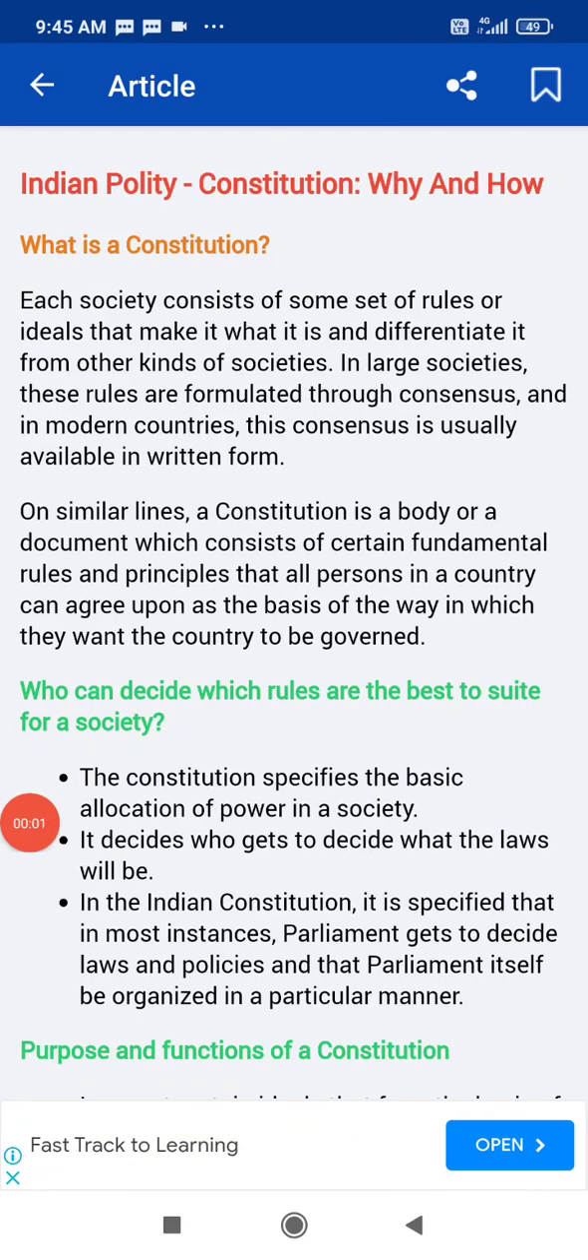Indian polity, constitution, why and how? What is a constitution? Every society consists of some sets of rules or ideals that make it what it is and differentiate it from other kinds of societies.